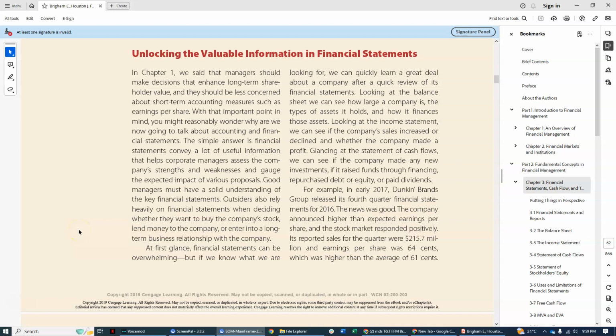The first question is, what's the value of information that we can get from the financial statements? According to chapter 1, financial managers are concerned with enhancing long-term shareholder value. But here, we're talking about the financial statements that will give the earnings per share, which is only a short-term value. So the question is, why do we have to study the financial statements?